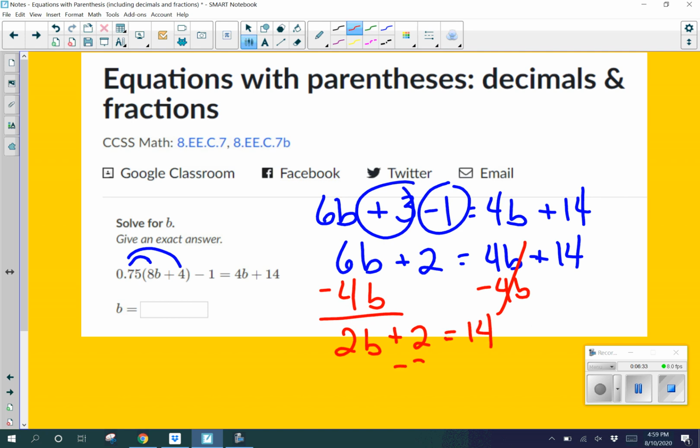Next step, we're going to subtract 2 on both sides. That leaves us with 2b equals 12. And then our last step is to divide through by the coefficient, which gives us b equals 6 as our answer.